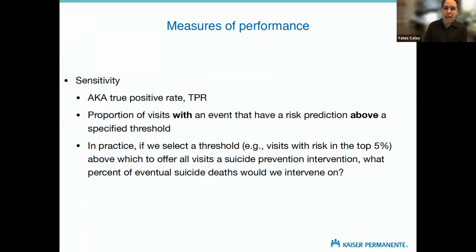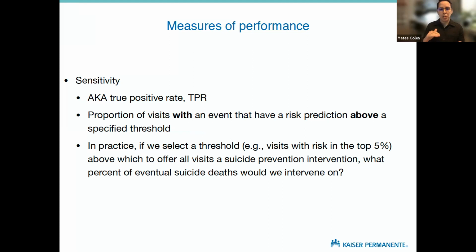So next we look at the sensitivity of these prediction models. Sensitivity is also referred to as the true positive rate, abbreviated as TPR. Sensitivity is the proportion of visits with an event that have a risk prediction above a specified threshold. So this directly corresponds to how we're thinking about implementing a prediction model in real life practice.